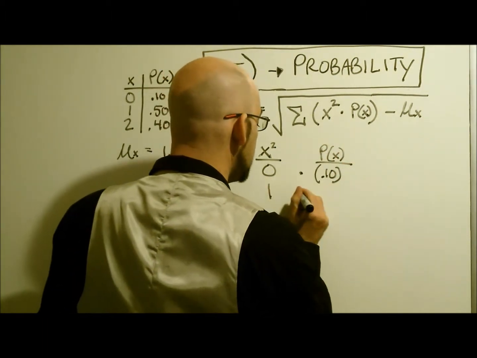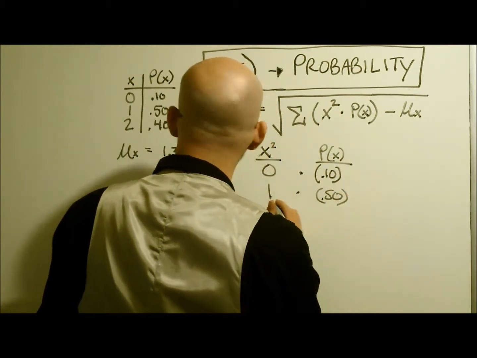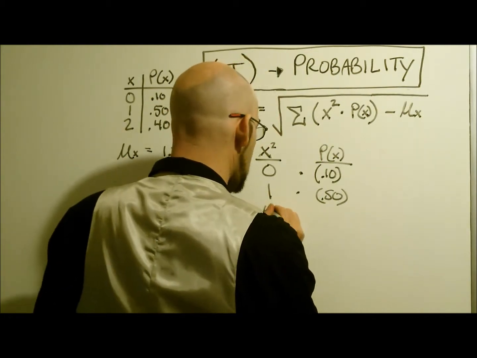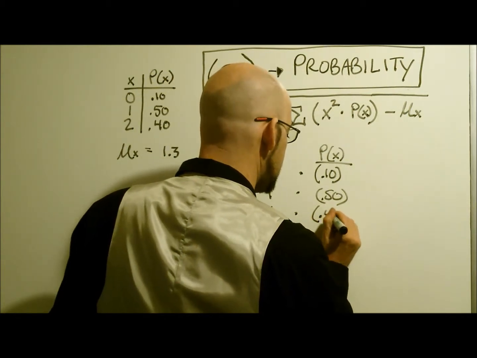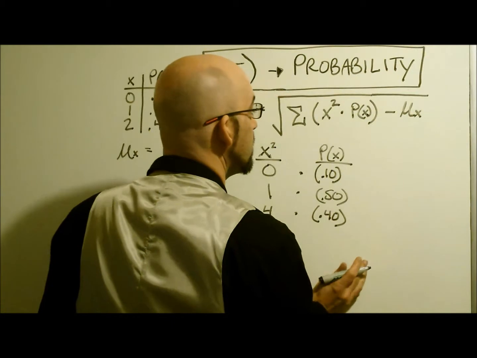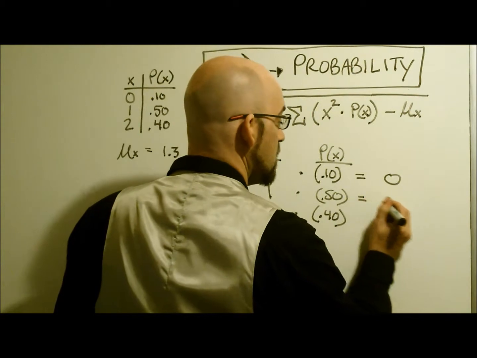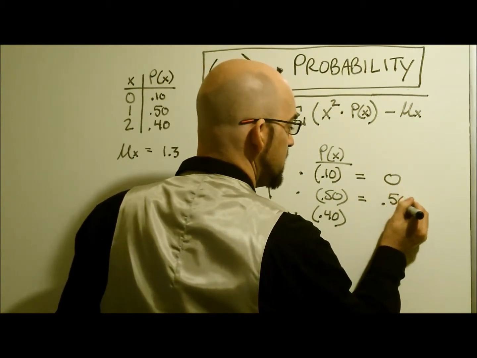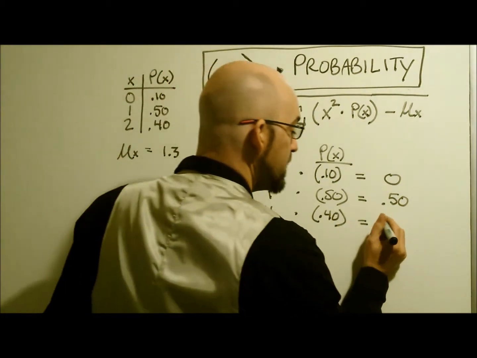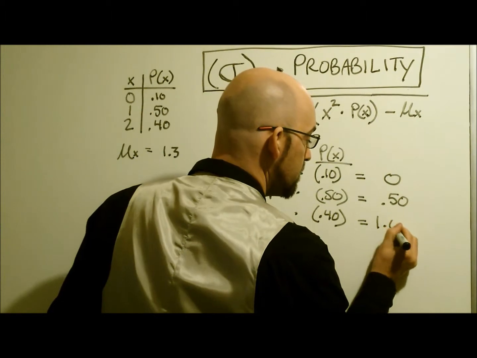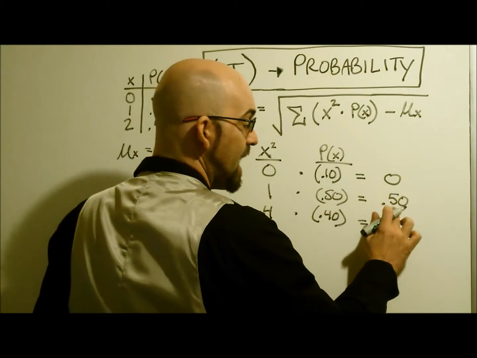1 squared is 1 times 50%. 2 squared is 4 times 40%. So let's find out what these equal. 0 is still 0. 50%. 4 times 0.4 is 1.6. 1.6 plus 0.5 is 2.1.